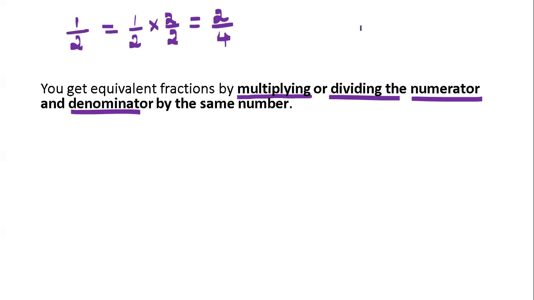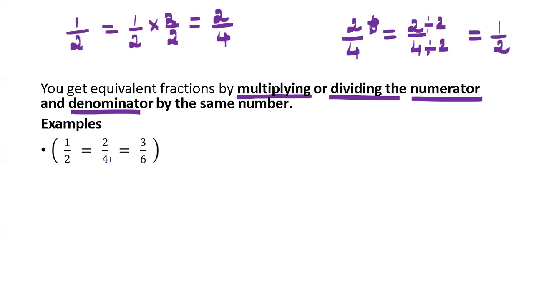Now, next, if we divide 2 by 4, both numerator and denominator by 2, we get 1 by 2. Like this, if we multiply or divide both numerator and denominator by the same number, we get equivalent fractions. For example, 1 by 2 is equal to 2 by 4 is equal to 3 by 6. Another example, 2 by 3 is equal to 4 by 6 is equal to 6 by 9. This is also an equivalent fraction.